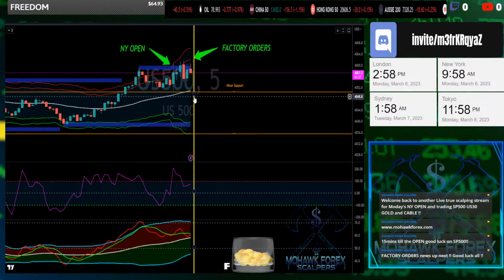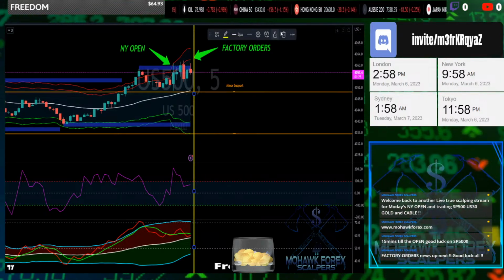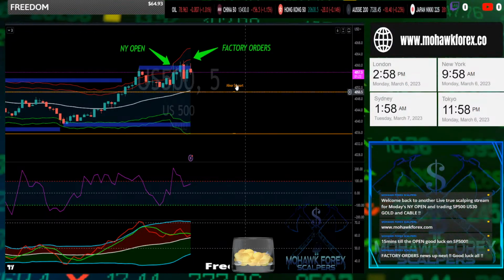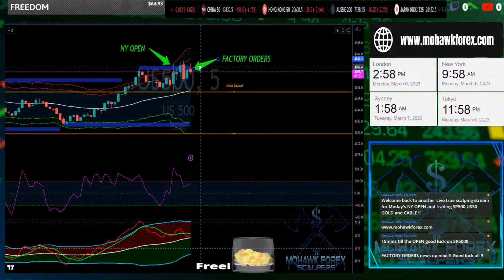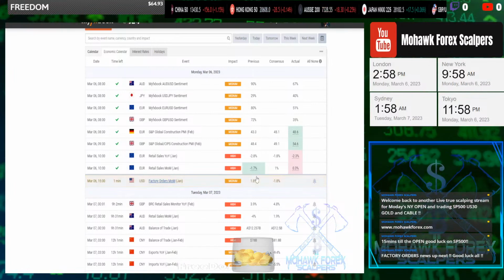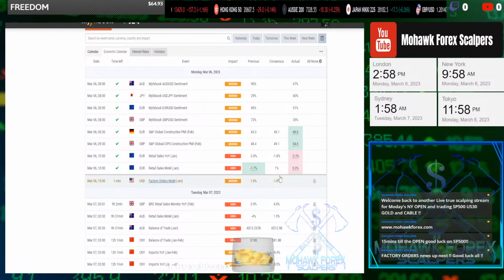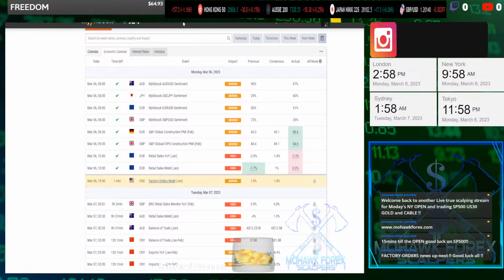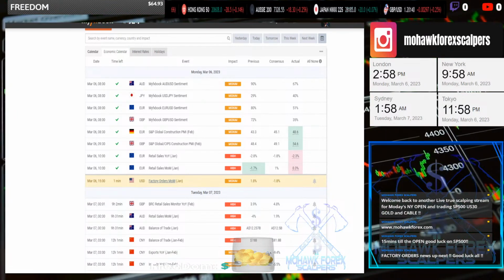Nice rejection of that Asian high again. I'm just taking the line out. This is looking good. Like I say, we want the news to be higher, ideally, I suspect. So better than minus 1.8, and we might get a cheeky sell again.